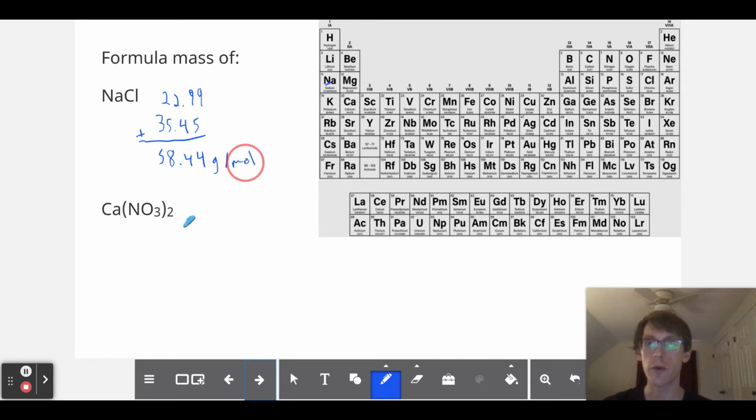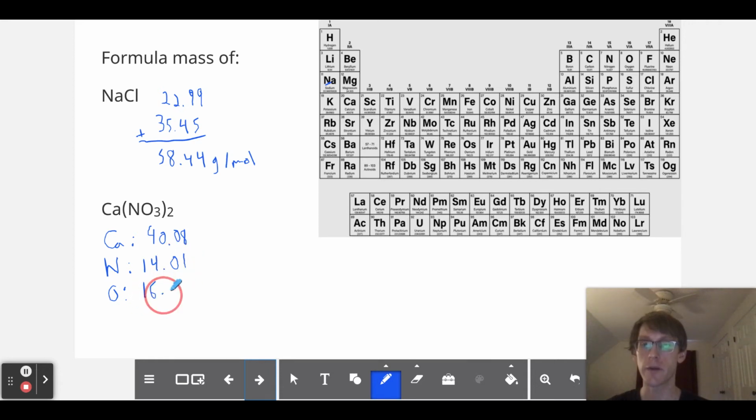Now let's try something a little bit more complicated. Let's go for calcium nitrate. The way that I like to set these up is just by listing out the elements. So we have calcium, we have N, nitrogen, and we have oxygen. And what we'll do is we'll look up the atomic masses of everything. In the case of calcium, it's 40.08 grams per mole. For nitrogen, it's 14.01. We round to the nearest hundredth every time. And for oxygen, it's 16.00, rounding again to the nearest hundredth.